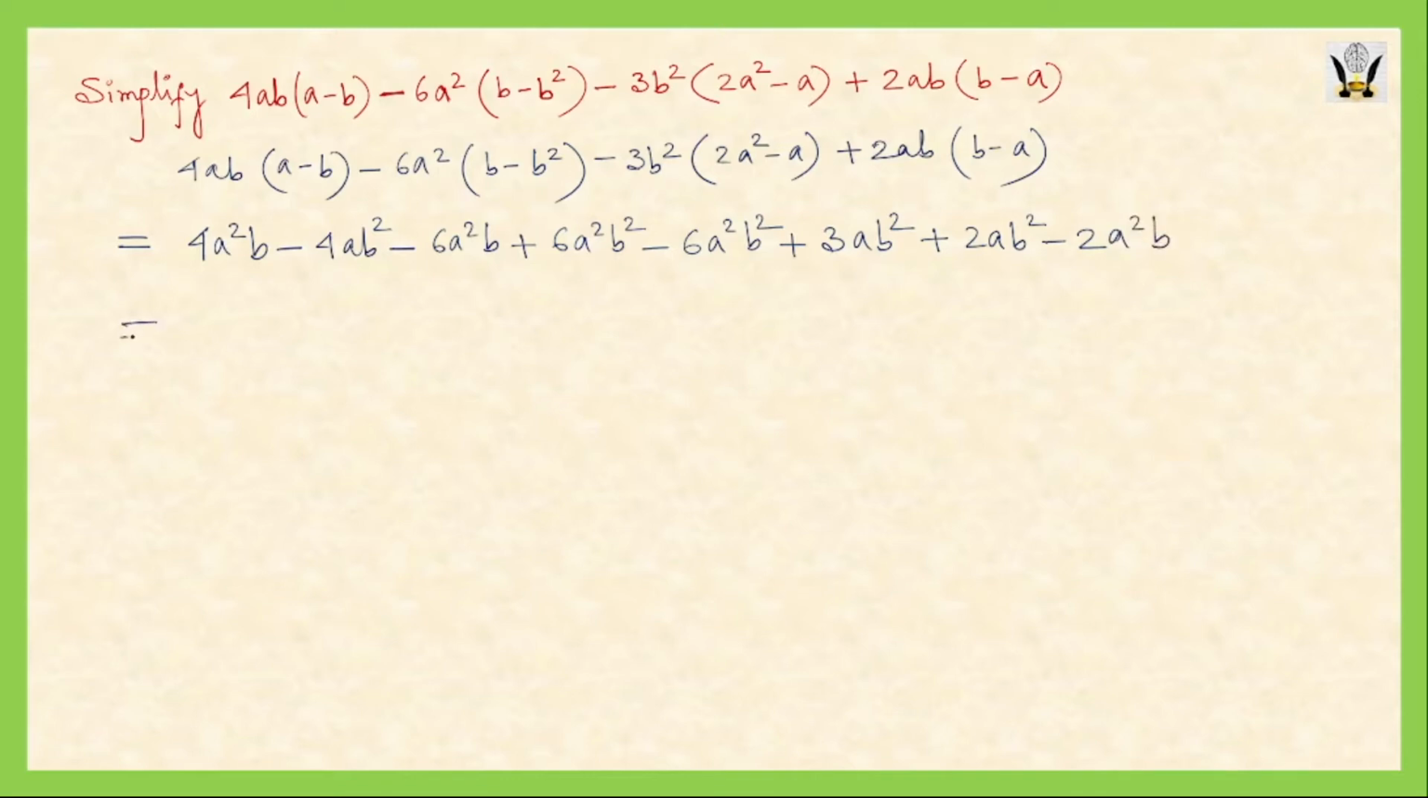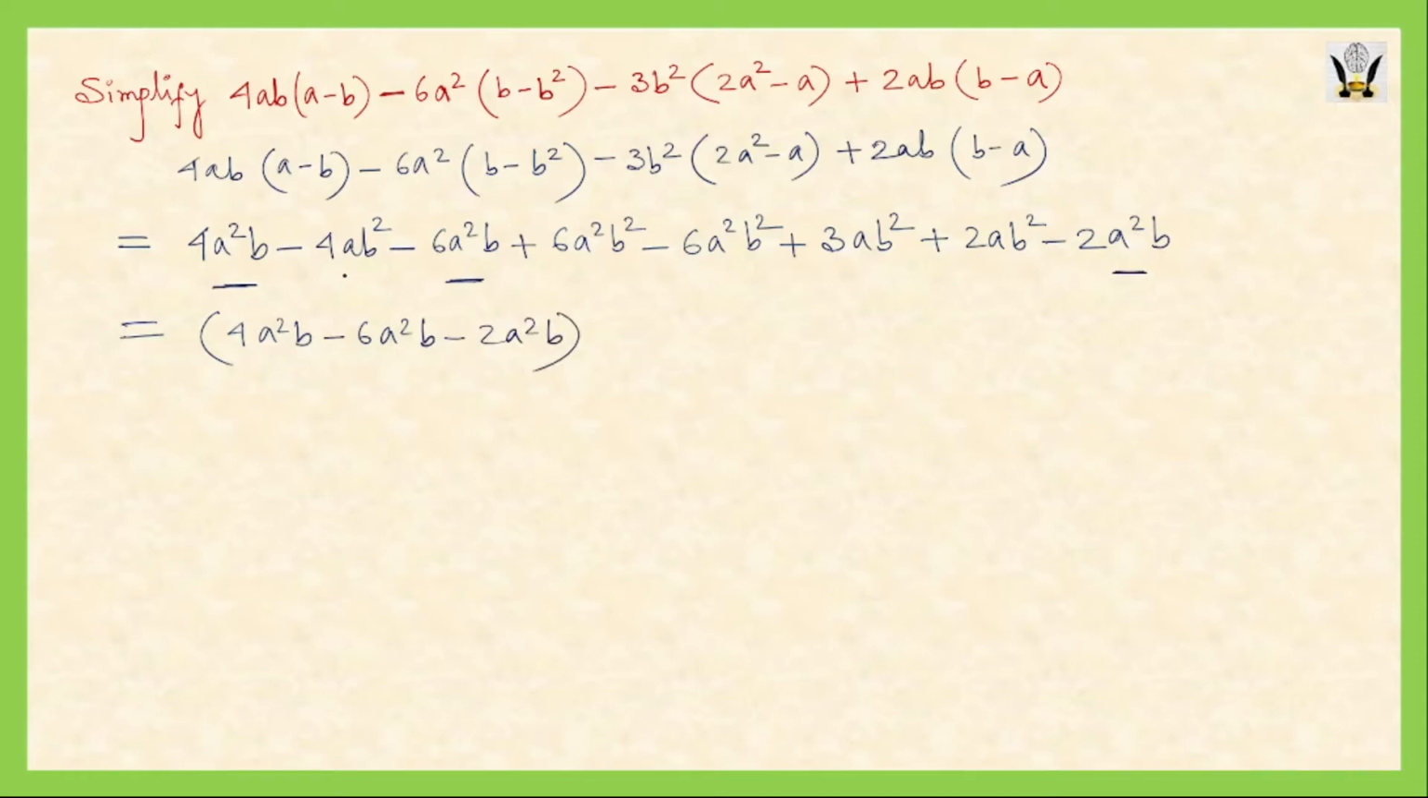Now we have to identify the like terms in the algebraic expression. The first term is a square b, and we have to search for any other a square b in that expression. Here we have another a square b, and then another a square b here. So we will group or combine them as we do for addition or subtraction of algebraic expressions. So here 4a square b, then minus 6a square b, and here it is minus 2a square b. So we have grouped them.